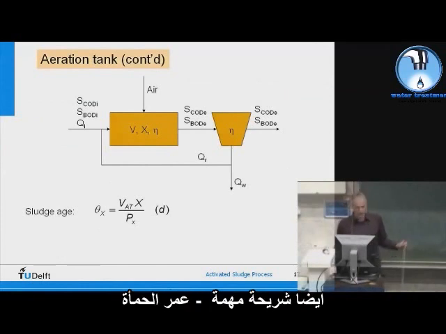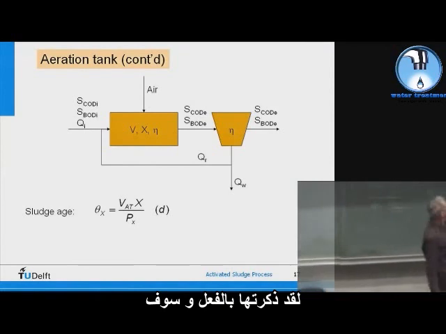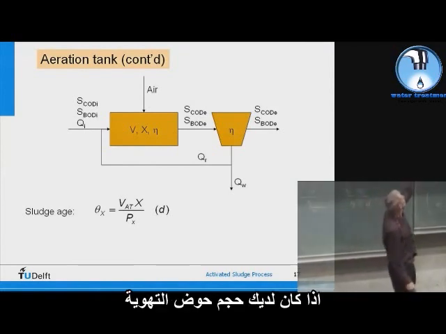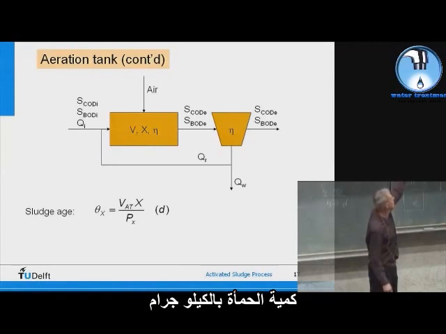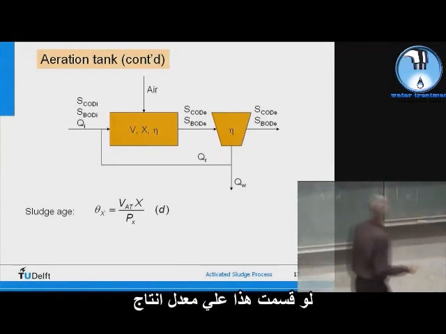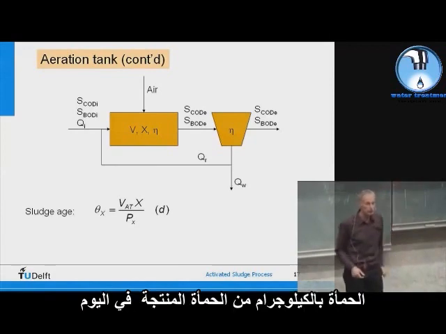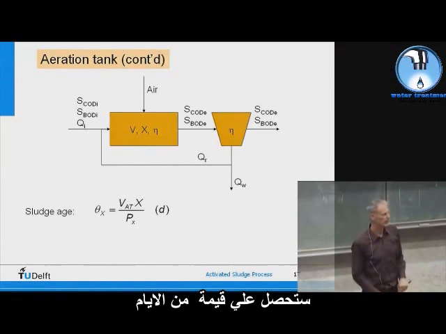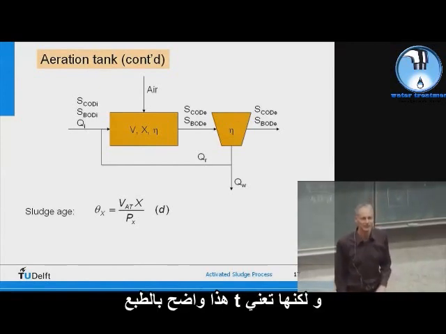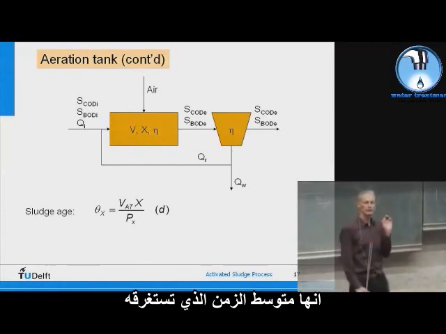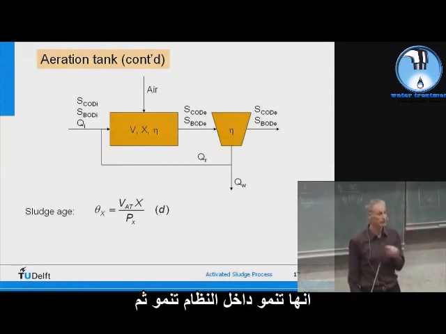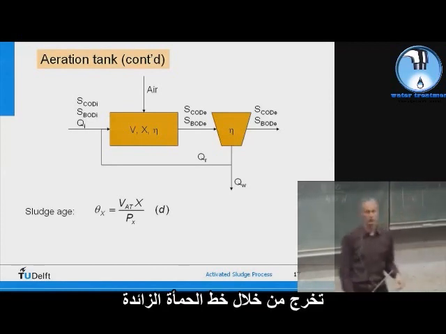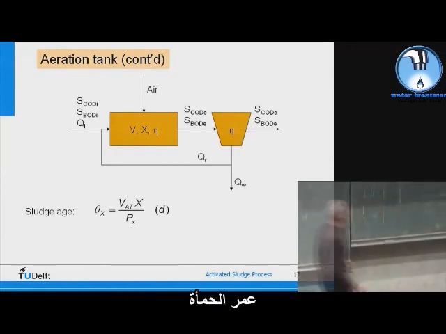Yeah, that was the last one. This is also an important one: the sludge age. I mentioned it already. If you multiply the volume of the aeration tank with the sludge concentration in the aeration tank, you get the amount of sludge, kilograms of sludge. If you divide this by the sludge production, kilograms of sludge produced per day, you will get a value expressed in days. That's obvious, of course, but it means that this is the average time a sludge particle, one bacteria, stays in the system. It grows up, and then it's wasted through the waste line. That's the average time the sludge has stayed in the system, and that's the sludge age.